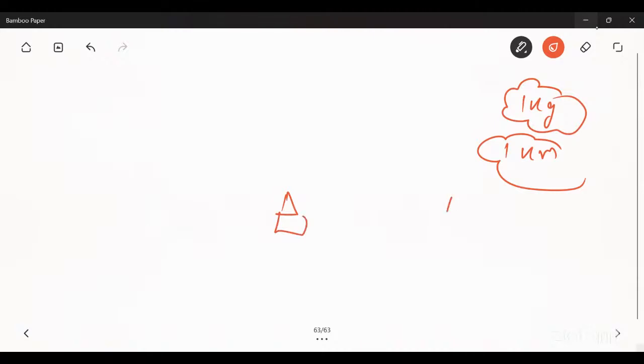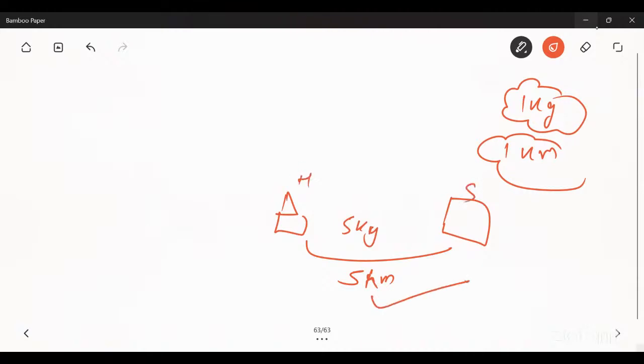Suppose you go to the shop, you will tell the shopkeeper to give you 1 kg of sugar, not 1 kilometer of sugar. So what is the correct unit to measure mass? That is kg. Suppose there is your home and your school. The distance between them is 5 kilometer, not 5 kg. So measurement means you have to measure in a specific unit.